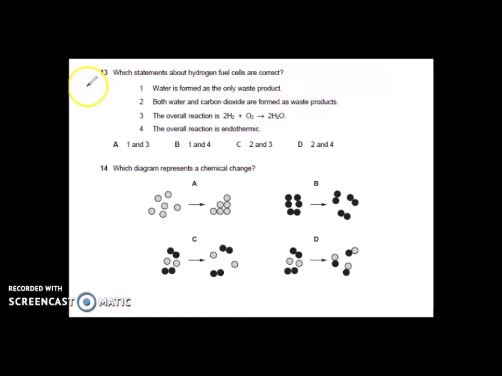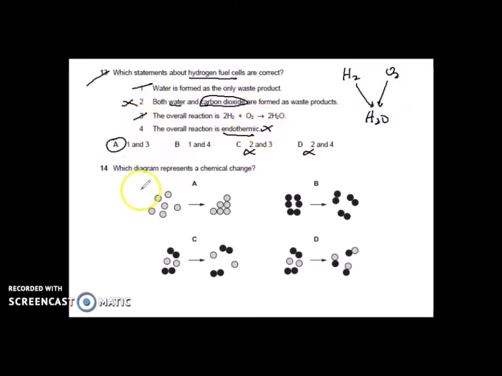Okay, now for question number 13, which statements about the hydrogen fuel cell are correct? Hydrogen forms water plus energy. So it should be water. You have carbon dioxide, so obviously 2 is not your answer. It's wrong. 1 is confirmed, and your answer will be either 3 or 4. This is more exothermic because it releases heat, so 4 is wrong. So your best answer here will be 1 and 3, A. Okay, next.